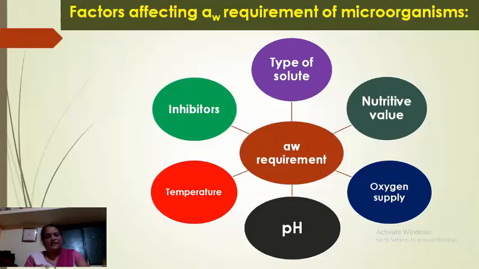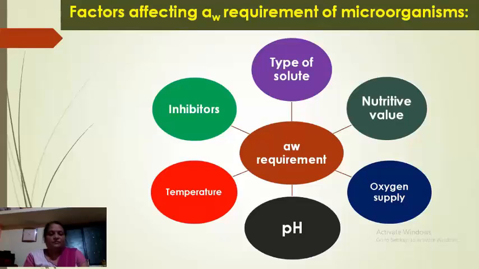Different factors affect the AW requirement of organisms. These factors include type of solute, nutritive value of the food, oxygen supply in the food, pH of the food, temperature of storage of the food, and presence of microbial inhibitors in the food. Regarding type of solute, potassium chloride is less toxic than sodium chloride. This is an example of how type of solute will affect the AW.